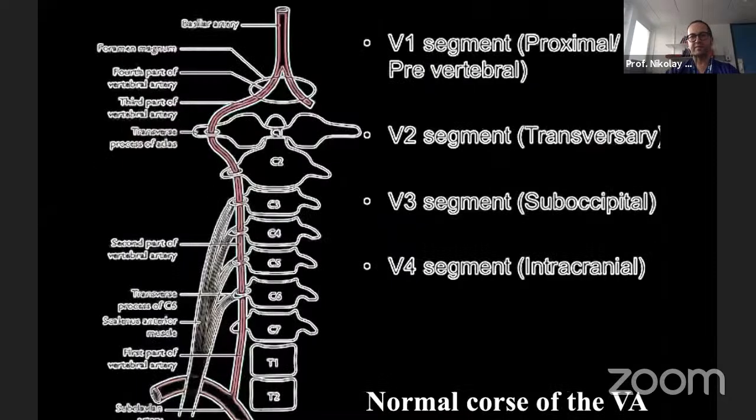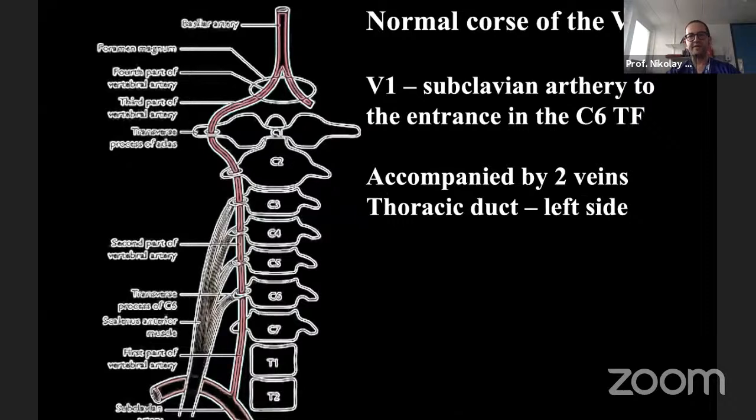Just to give you a little bit of a background, vertebral artery, 4 segments, as you probably know, just to refresh your memory for the juniors. The first segment starts from the subclavian artery and goes to the entrance of the transverse foramen of C6, usually accompanied by 2 veins, thoracic duct on the left side. So be careful when you go around there.